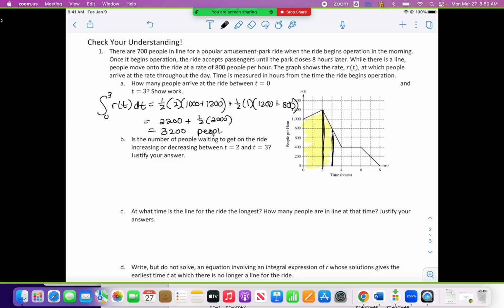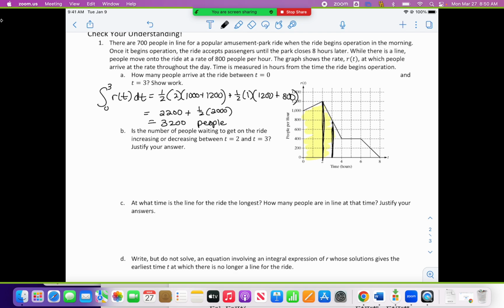So for part A, you should be getting 3,200 people have arrived. So you don't do anything with the initial 700 people. It's not asking me how many people are in line, how many people arrived between time t equals 0 and t equals 3. So you're not using the initial amount yet. How many people got there?